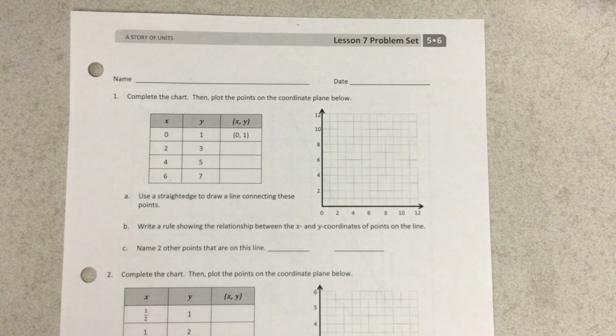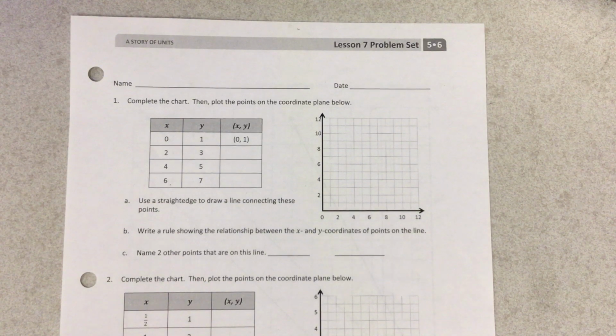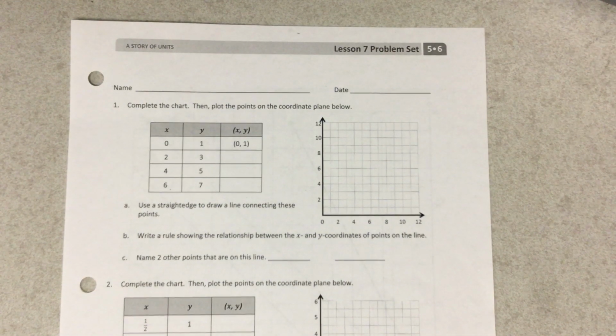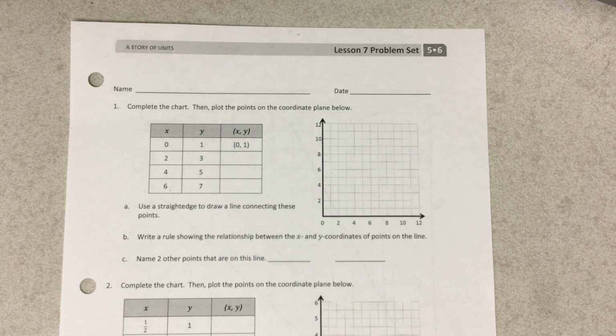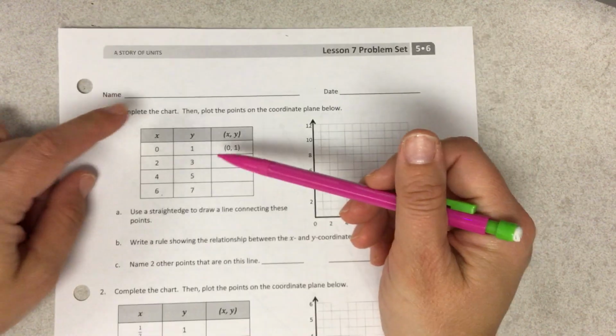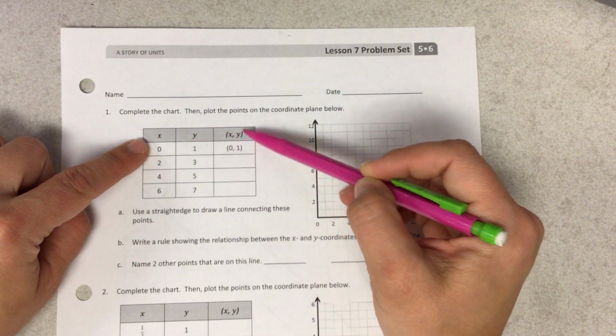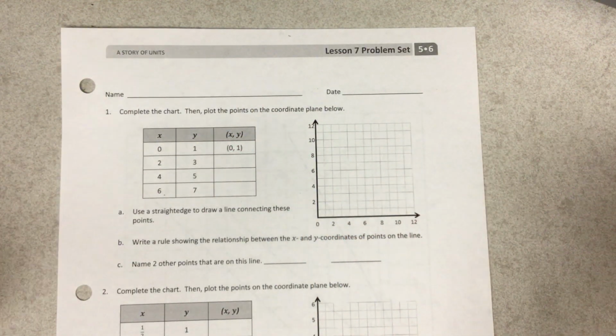All right, guys, so today we're going to be working on plotting points, and then using those plots to draw lines and describe the patterns. The first thing we have is a chart with our x coordinate and our y coordinate. So we need to put it into what we call a coordinate pair, which we have seen in our lessons before.